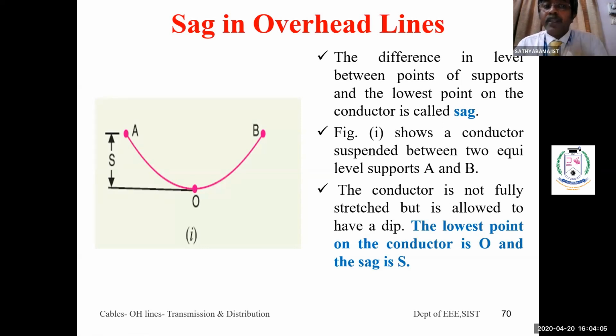This A and B are equally supported. So see the definition. It's very important. The difference in level between the points of support and the lowest point on the conductor. So this lowest point of the conductor is called what?